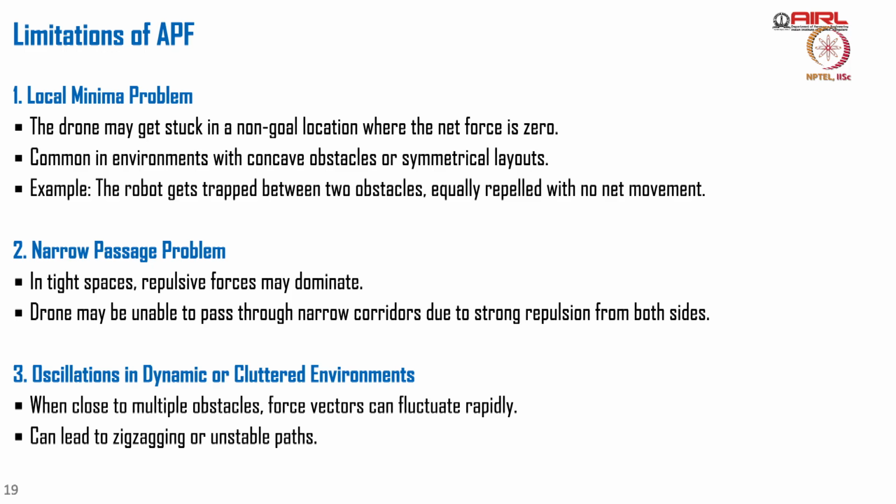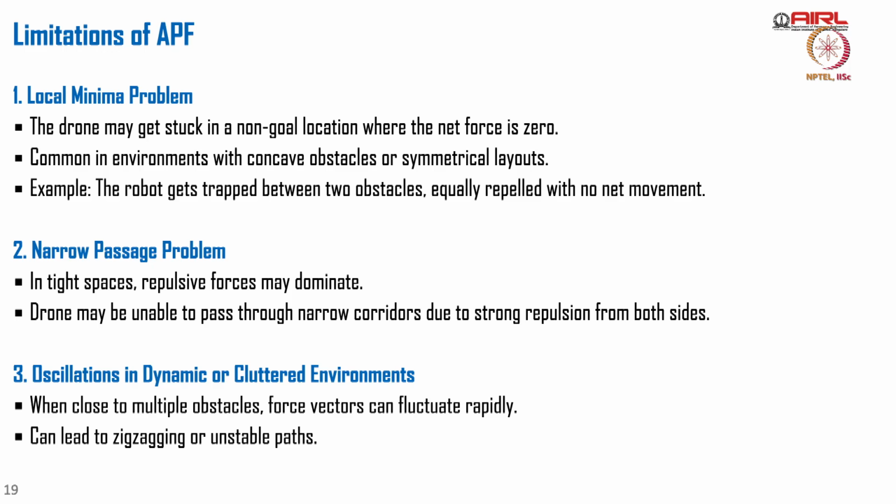The second bigger problem is the narrow passage problem. There is a small space. This happens in a cluttered environment. When you have a cluttered environment, the space available between the conflict regions is going to be small. Then repulsive force is going to dominate in those tight spaces. So the drones will not be able to pass through the narrow corridors due to the strong repulsive forces acting on both sides. These are quite common problems in a cluttered environment. You will have a lot of obstacles, so a lot of narrow passages will be there. It may not be sufficient for the drones to pass through those narrow passages.